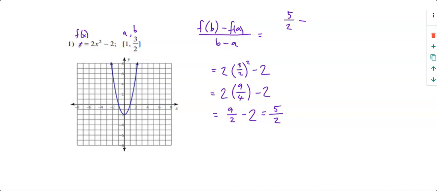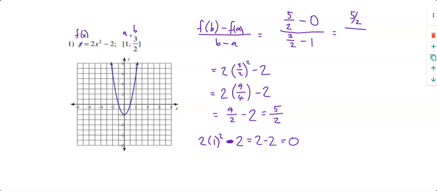F of a, we just plug in a 1 for x, and then we're going to subtract 2. 1 squared is 1, 2 minus 2 is 0, so f of a is 0. And then we want to divide by b minus a, which would be 3 over 2 minus 1. This becomes 5 over 2 divided by 1 over 2, and the answer is 5. So 5 is our average rate of change over this interval.